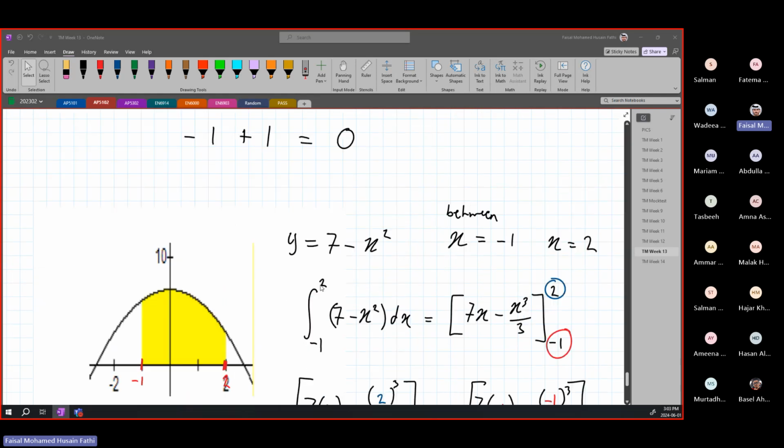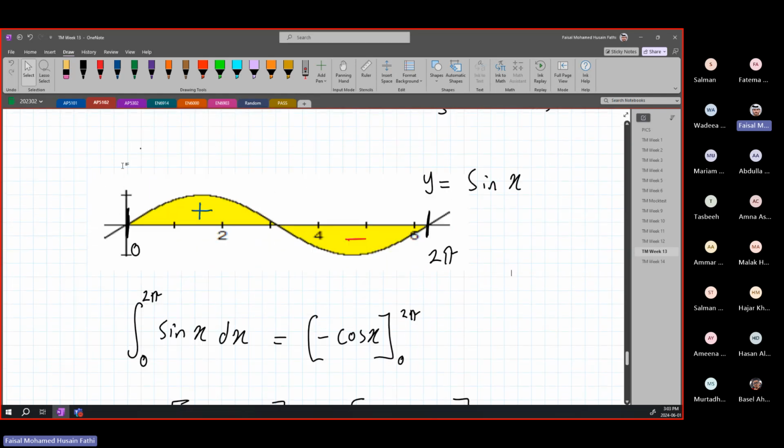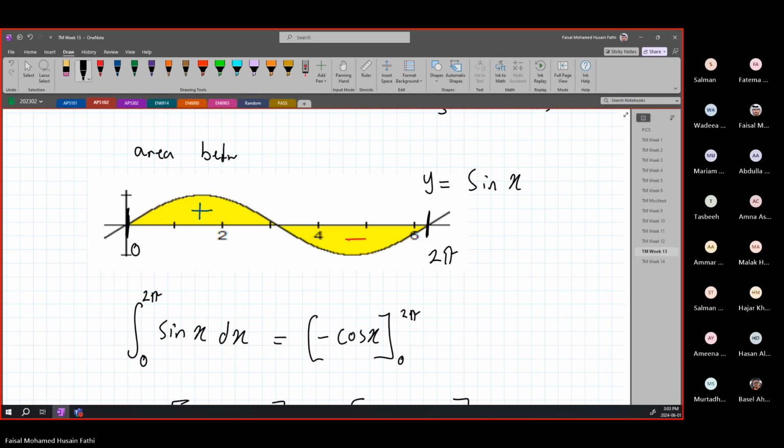How did you get 2 pi? Early on, the question itself said this. The question said find area between x equals 0 and x equal 2 pi. All right, this is in the question itself. Okay.